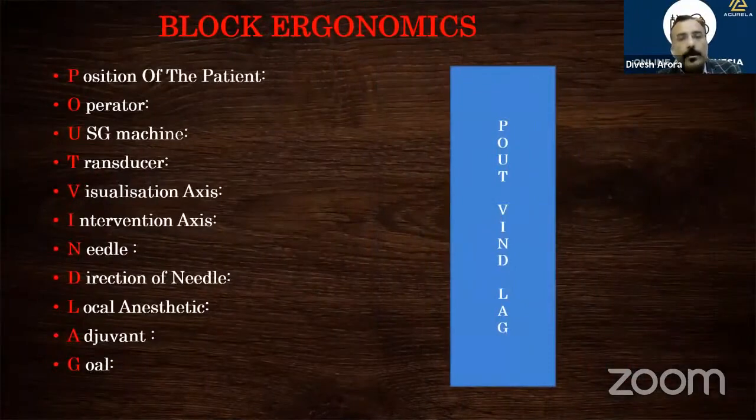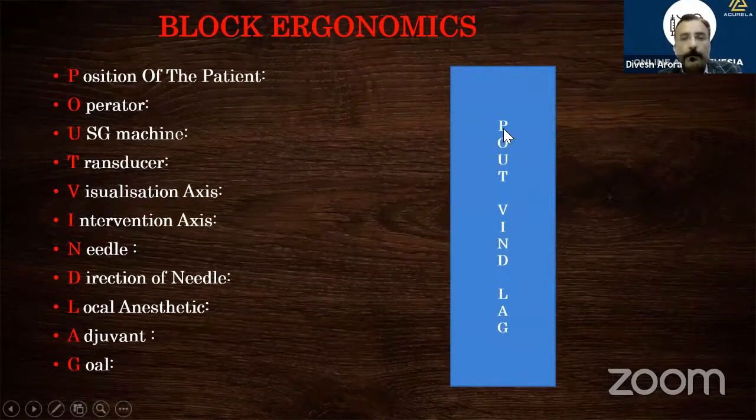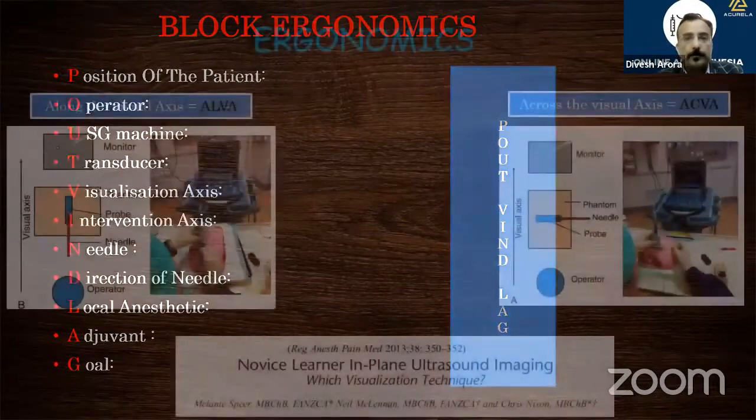So as PG students, when we start our ultrasound guided procedures, we are foxed: how to place our probe, which probe to use, where should the operator stand, where should be our USG machine, what should be the axis of visualization, what should be the axis of intervention, what local anesthetic, what adjuvant, and what should be the goal. So I made a small mnemonic, which is POUT WIND LAG, and this can be used by the PG students, and it is applicable for any kind of block or regional anesthesia procedure which they intend to do.